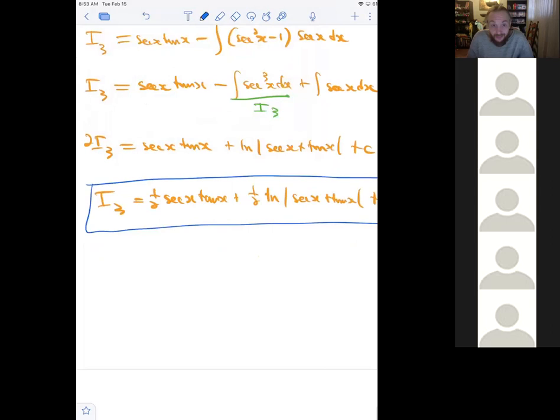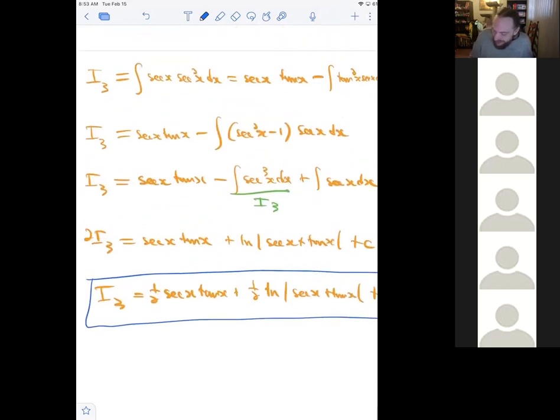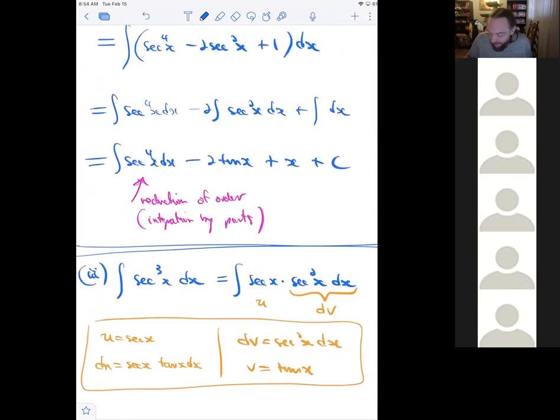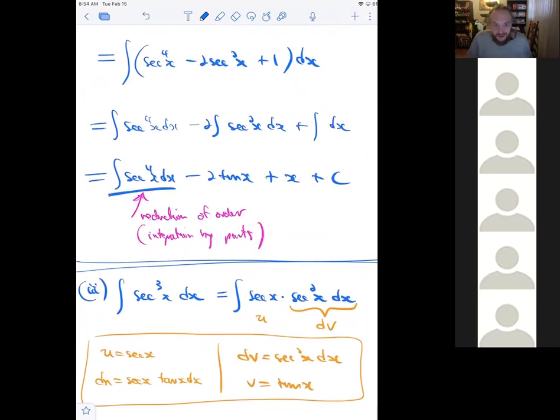That is the reduction of order formula on secant cubed. Notice it reduced my integral from a 3 to a 1. This is why they call it reduction of order. We're reducing secant cubed to an integral of secant in this process, which is better. It reduces the order by 2 every time. If you do secant 4, like this one I was saying, I'll leave it for you, you can try it.